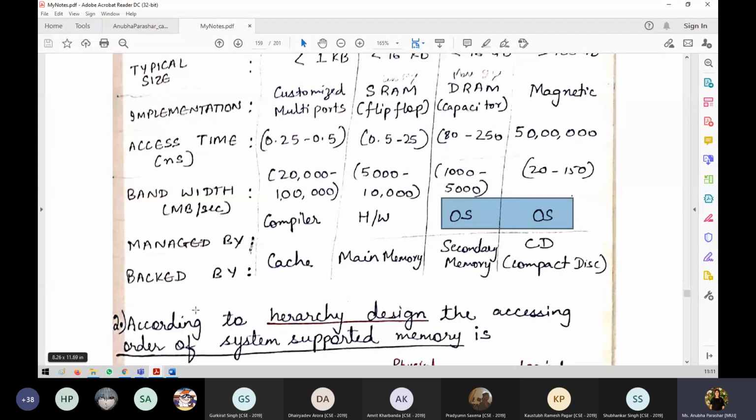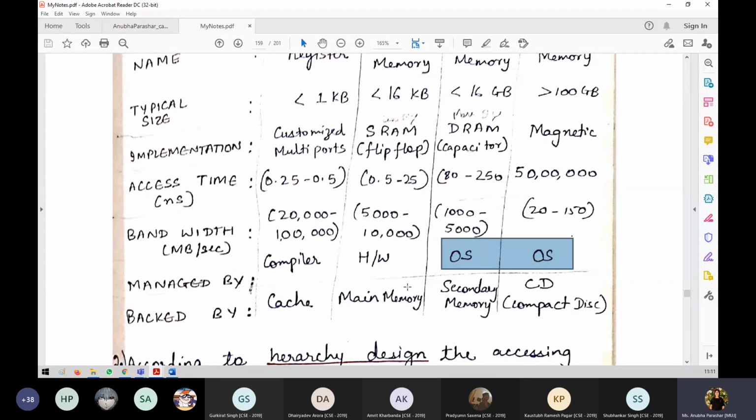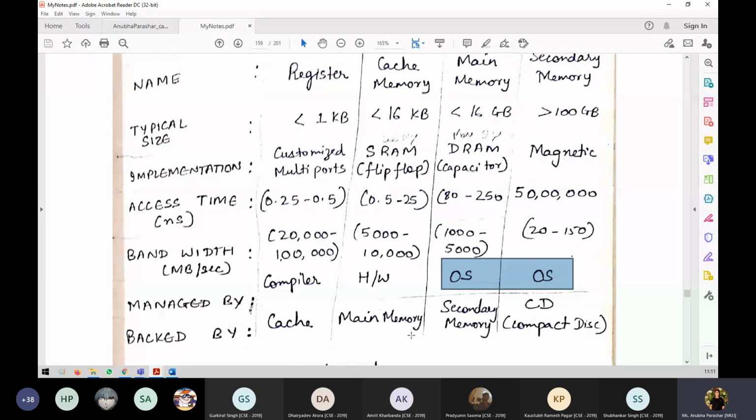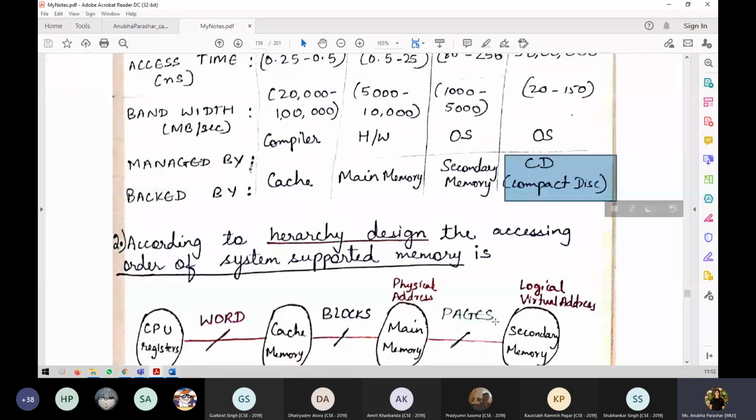And backed by, so whenever there is no data found in the registers, it will take it from cache memory. If no data in cache memory is found, it will take it from main memory. If no data in main memory is found, it will take it from secondary memory. It may be from CDs, DVDs. These are like back days. Now you have pen drives, hard drives, flash drives, or maybe some cloud also. So depending upon it, you change the requirement.